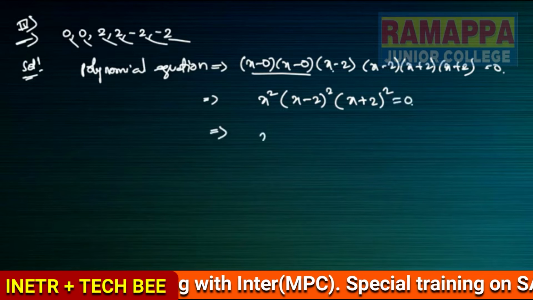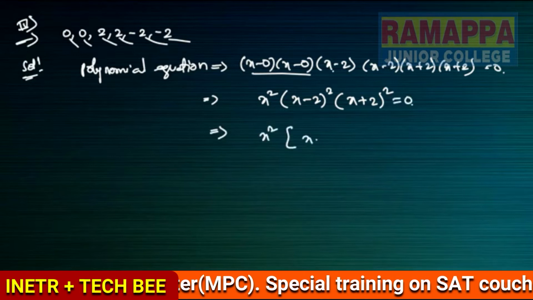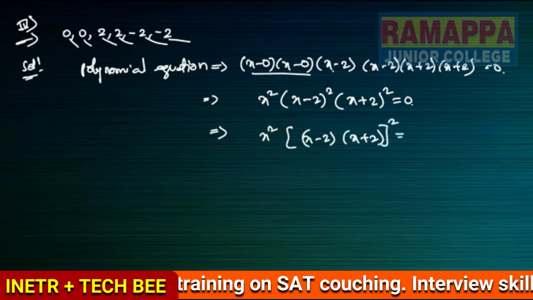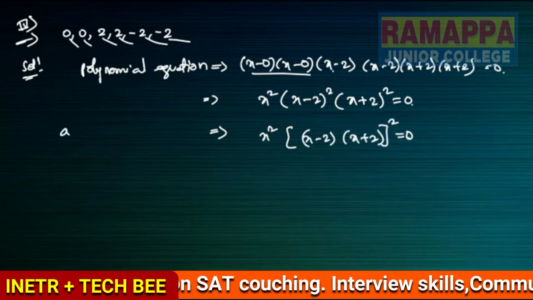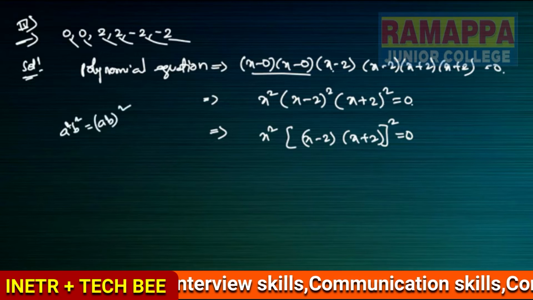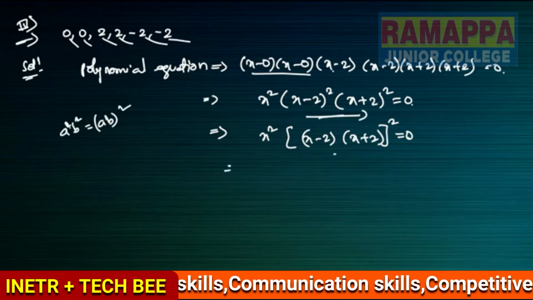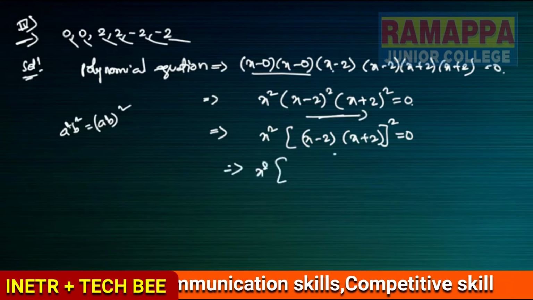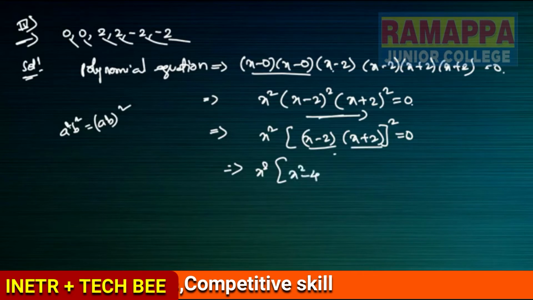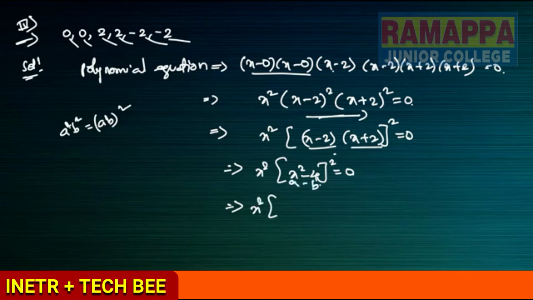Now from this, x square we will write like that only, and (x - 2)(x + 2) whole square we will write here is equal to 0, like a square b square is equal to (ab) whole square. So I am writing like this: x square into (x + 2)(x - 2), (x - 2)(x + 2) is x square minus 4, whole square is equal to 0.